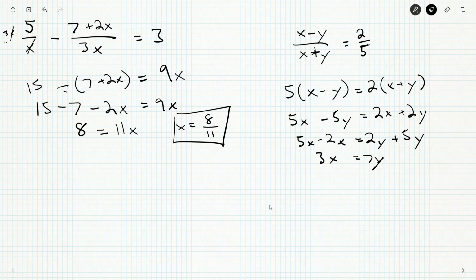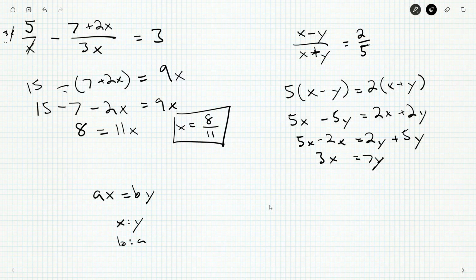So, we want the ratio of x to y. Well, how many x's in how many y's? We need 3 times as many x's as we have y's. And when you have something set up like this, for example, if you had ax is equal to by, the ratio of x to y, why, it's just the constants in the reverse order, b to a.